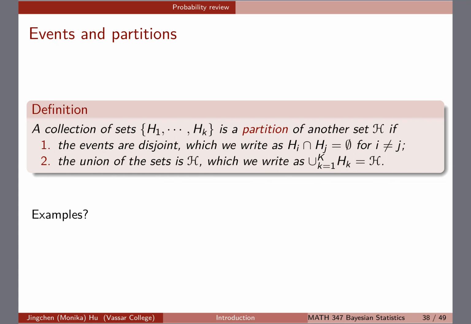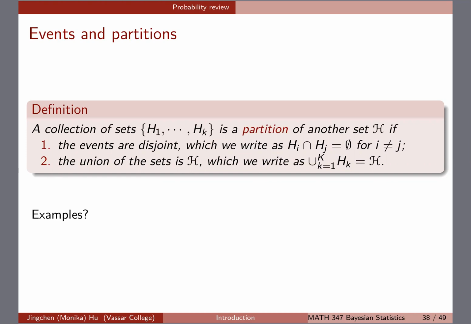The definition of a partition: a collection of sets, H1 to HK, is a partition of another set, H, if, first, the event sets are disjoint, which we write as the intersection of Hi and Hj is an empty set for any i not equal to j. Second, the union of the sets is the sample space, H, which we write as the union of all of the Hk is the big H.